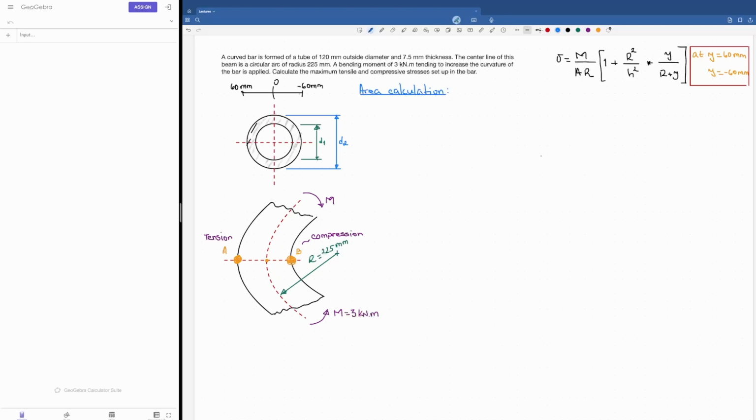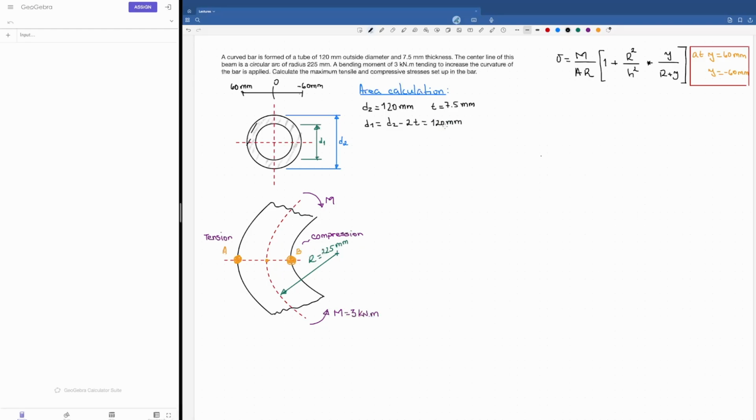So we're going to have that the color. I know that D2 equals 120 millimeters. I know that the thickness is going to be equal to 7.5 millimeters, as given as data in the problem description. But then how much is D1? Well, easily D1 is going to be D2 minus 2 times T.